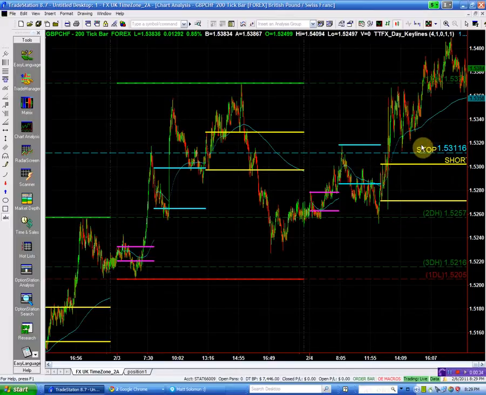We use the structure points to create low risk trades, so I have a small stop on it and I can take it to the upside. So that's going to be a high probability low risk trade.